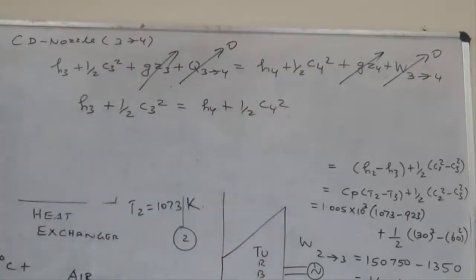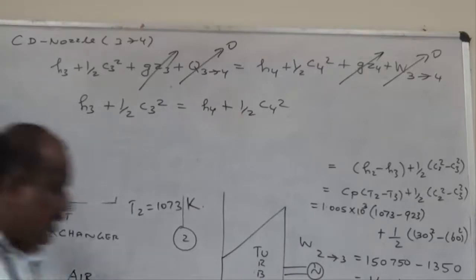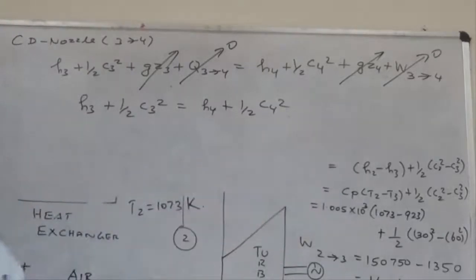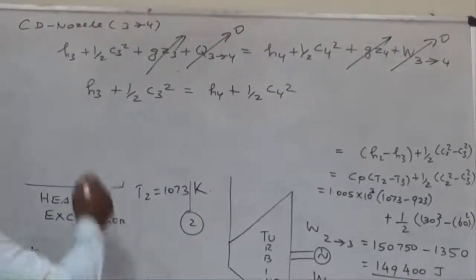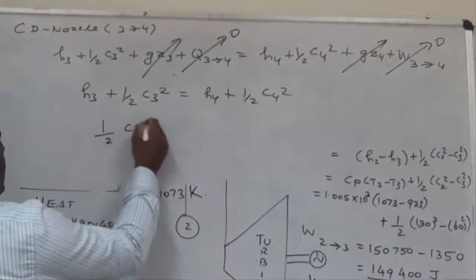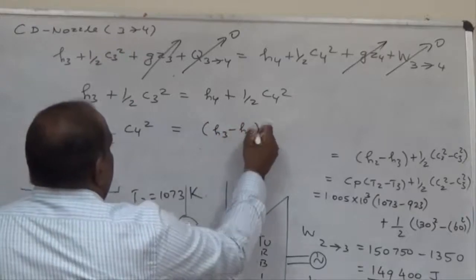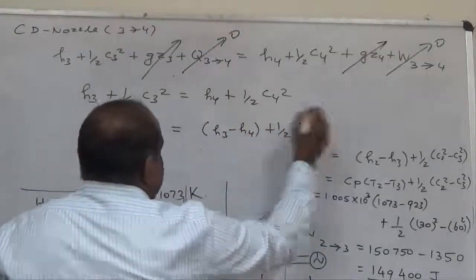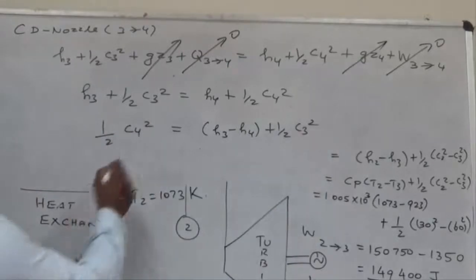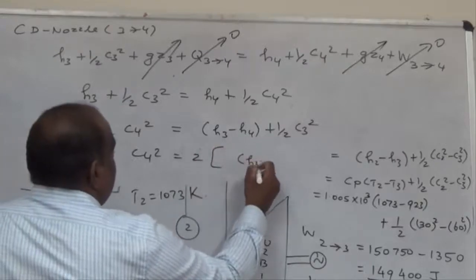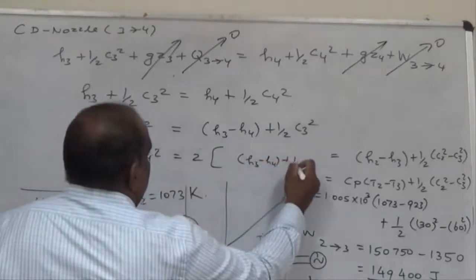What is the unknown here? We have to find C4, because H3 and H4 are known, or H4 minus H3 is nothing but Cp into T4 minus T3. T4 is given, T3 is given, C3 is also given. So the only unknown is C4. One expression, one unknown, we can easily find it. Half C4 squared is equal to H3 minus H4 plus half C3 squared. Otherwise, C4 squared is equal to 2 times H3 minus H4 plus half C3 squared.